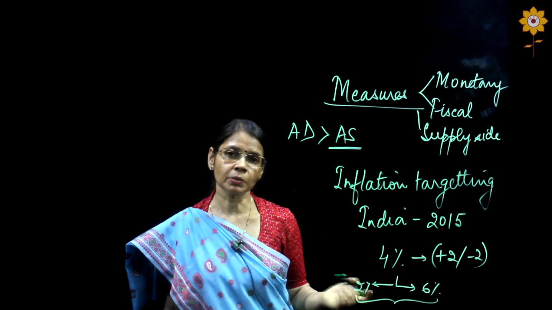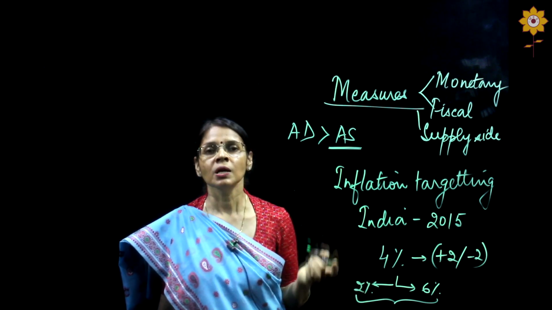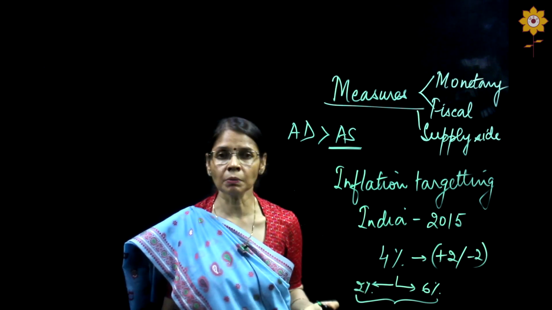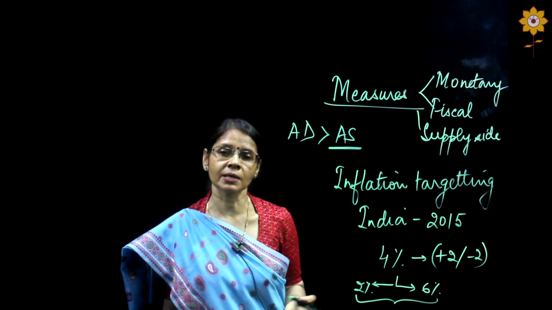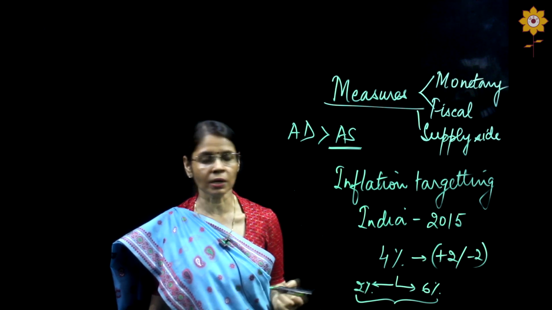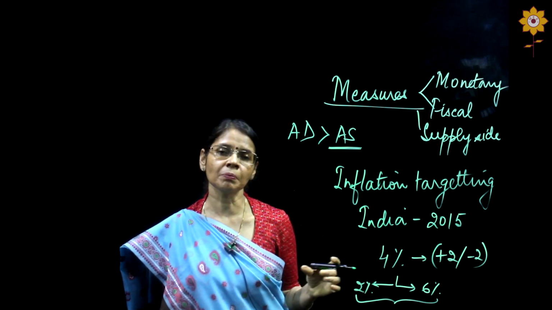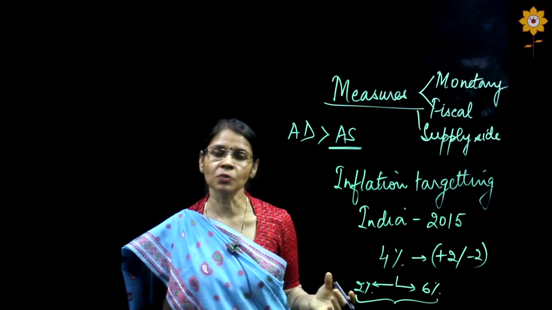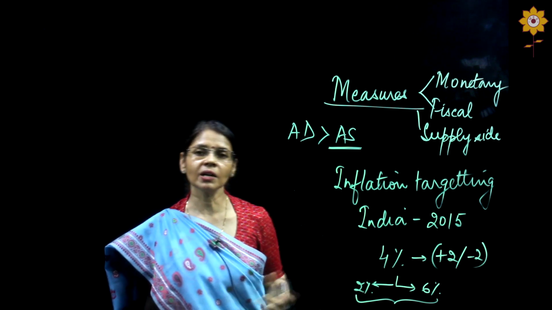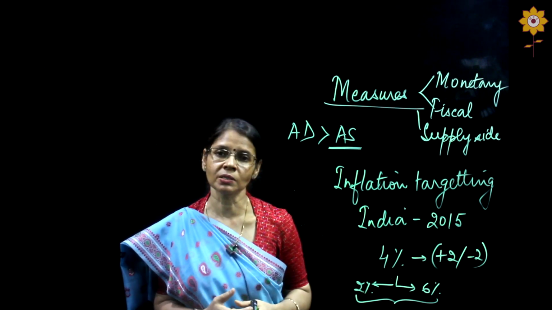Within this range, if it moves, it is acceptable, but if it goes beyond it, the central bank is answerable as to why it has happened and what measures the central bank is taking to correct it. And therefore, this has been a main way out to control inflation. In India, inflation has been controlled recently because of this inflation targeting.